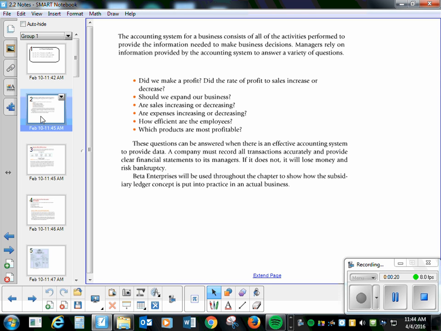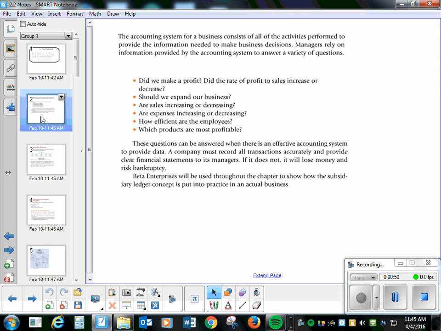The accounting system for a business consists of all of the activities performed to provide the information needed to make business decisions. Managers rely on information provided by the accounting system to answer a variety of questions, like: Did we make a profit? Did the rate of profit to sales increase or decrease? Should we expand our business? Are sales increasing or decreasing? Are expenses increasing or decreasing? How effective or efficient are the employees? And which products are most profitable?